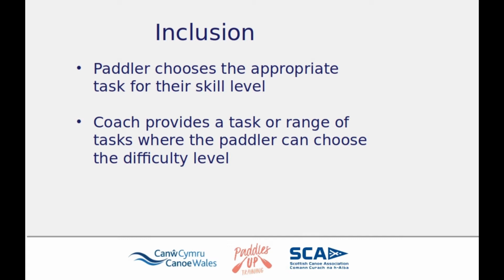Another way to do inclusion would be to give a range of tasks. You can try to draw stroke into the centre of the pond, or if you fancy a harder task, try to follow the edge of the pond, keeping the front of your boat just a few centimetres from the grass. Yet another way to do inclusion would be by varying the environment. You can draw stroke into the wind, or draw stroke down the wind, or draw stroke across the wind.